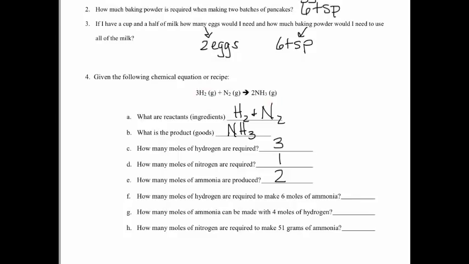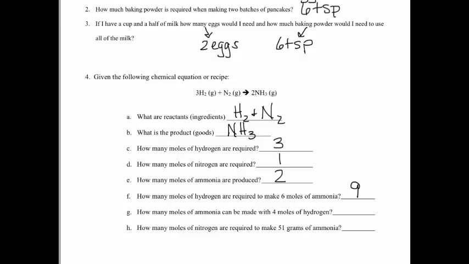So what would we be doing to our recipe in order to end up with 6? Well, we'd be tripling it, right? So if you tripled your hydrogen, you would have 9 moles of hydrogen. Letter G, how many moles of ammonia can be made with 4 moles of hydrogen?